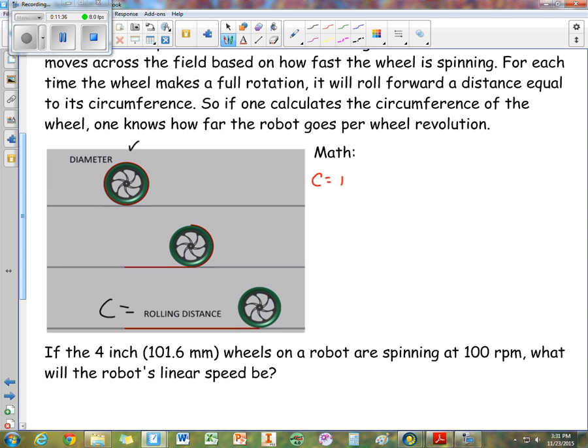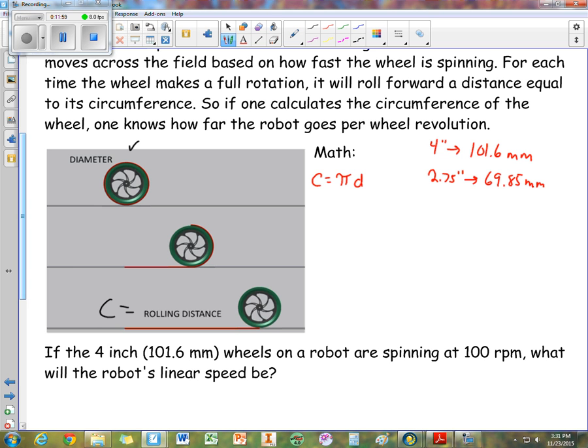Now, circumference equals pi times diameter. And for the 4-inch wheels, the diameter is 101.6 millimeters. And for the 2.75-inch wheels, that's the small green ones, it's 69.85 millimeters.